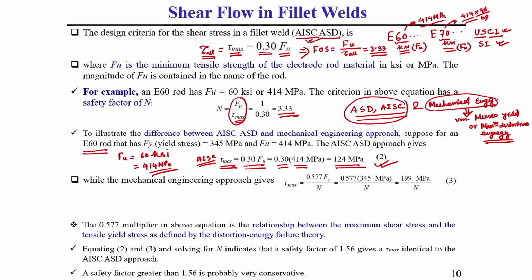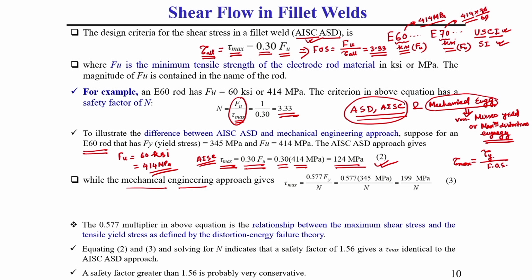Now, when we use the mechanical engineering approach, where we use one basis yield criteria, there we know tau max is equal to tau due to yield divided by factor of safety.